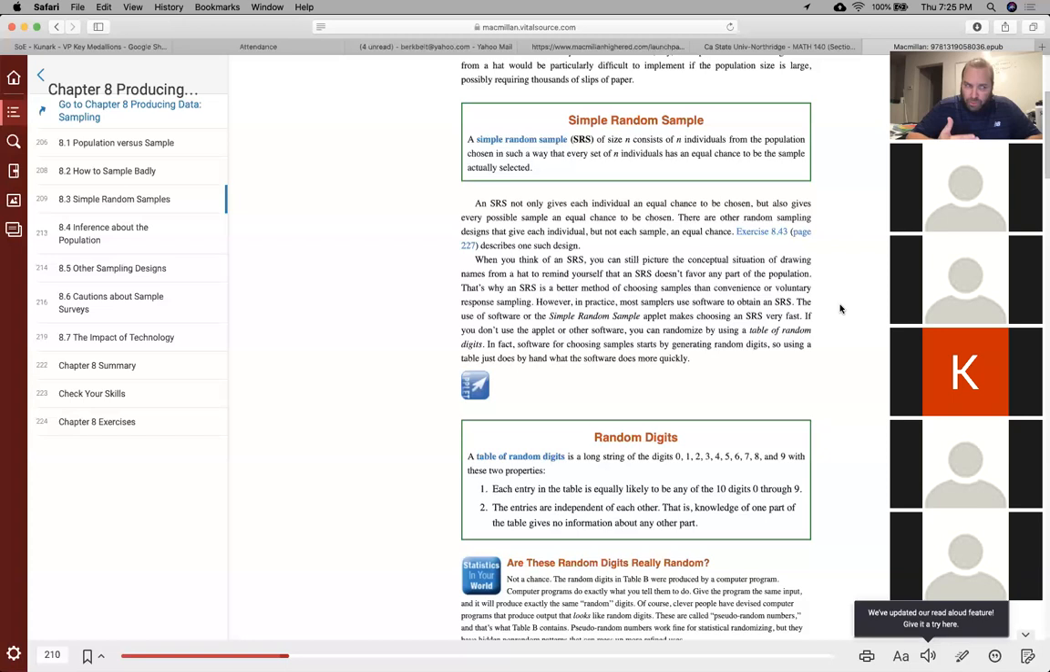Because if you're limiting it to 2 from California, how can you have 3 from California chosen? It's not allowed. But if it's a simple random sample, any people should be allowed to be chosen. Yes? No?